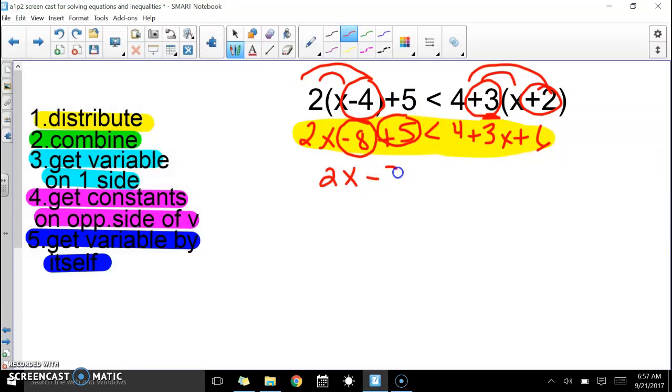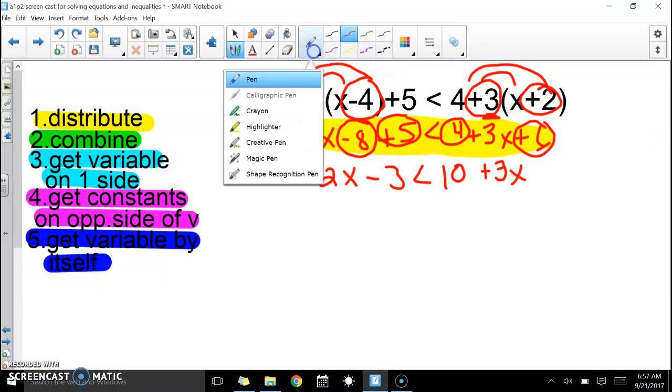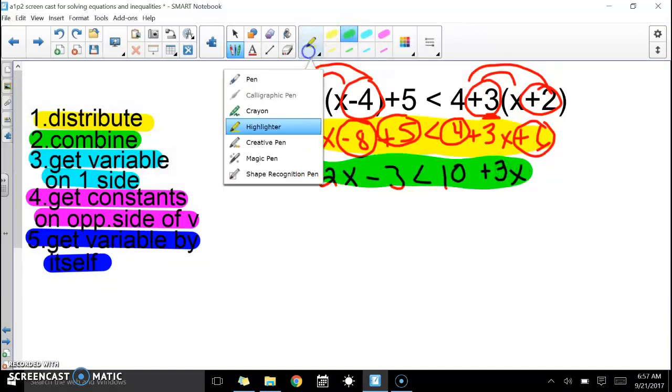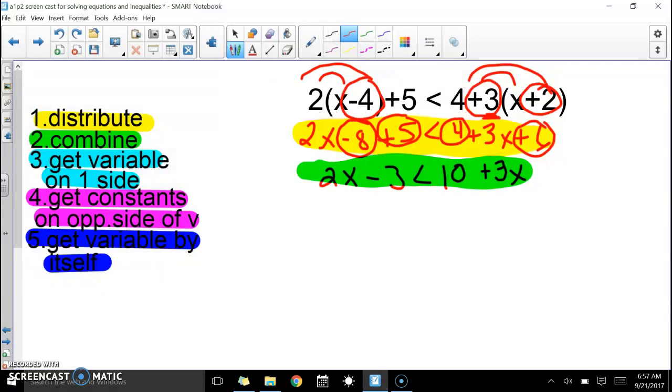Negative 8 plus 5 is negative 3, less than. And then when I'm over here, I have 4 and 6. Remember, you can only combine like terms on this expression and then combine like terms with each other on this expression. Can't go between the two. 4 plus 6 is 10, and then I have that plus 3x left. I have now done combining like terms.